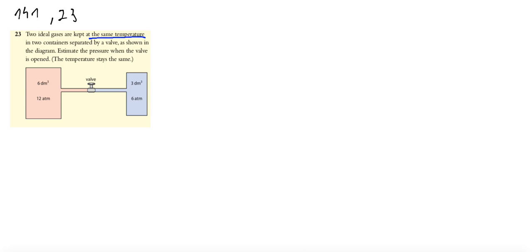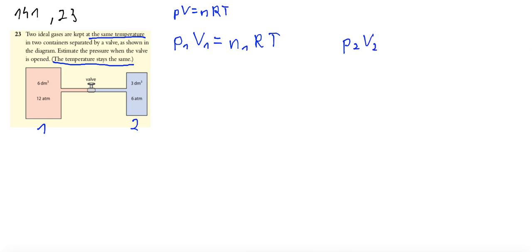The temperature stays the same. This is very important information. Okay, so let's name this container number 1, and this one number 2. Okay, remember base for ideal gas is Clapeyron's equation, which can be written in the form of, in the case of first container, as P1 V1 is equal N1 R times T. I don't need to put index in R because it is a constant, and for T because it is constant in this particular exercise. And P2 V2 is equal N2 R times T.